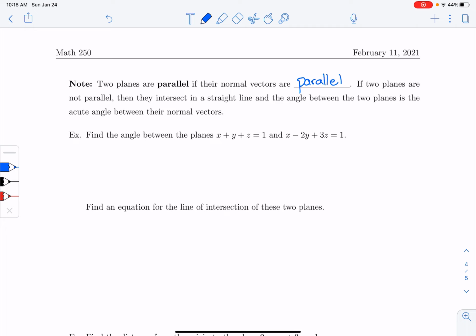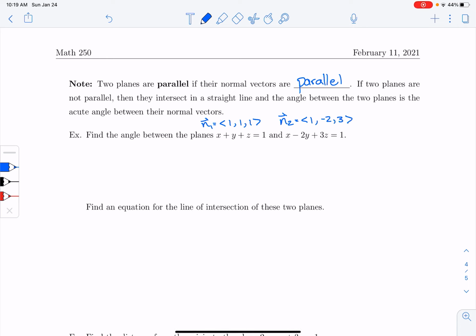So let's find the angle of intersection between the planes x plus y plus z equals 1 and x minus 2y plus 3z equals 1. So the first normal vector for that first plane is the coefficients of x, y, and z, which is 1, 1, 1. And then the second normal vector, the coefficients of x, y, z, are 1, negative 2, and 3.